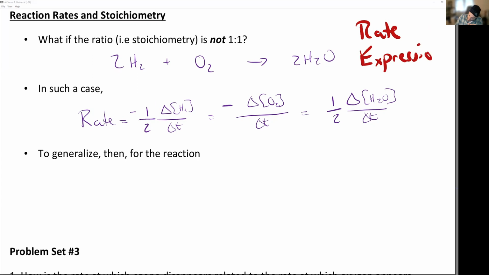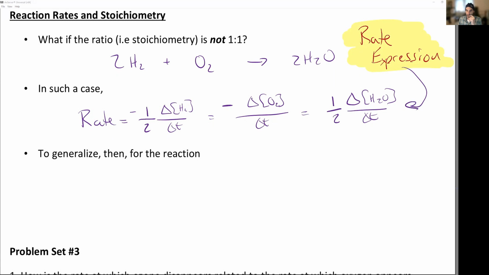And we're going to look at this in a different way. So, rate expression. This whole thing, all of that together, is the rate expression.